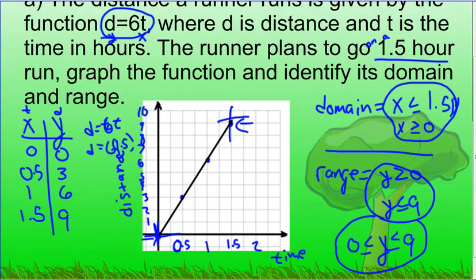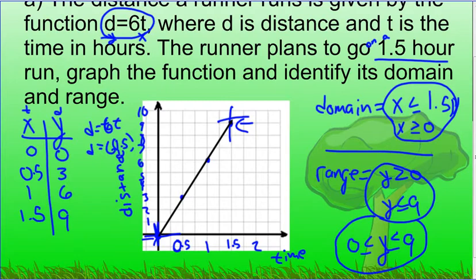Okay? So we made an XY table. We found our domain from reading the problem, kind of using our brains. So if the guy goes for a 1.5 hour run, he could be running anywhere from 0 hours to 1.5 hours. Those were the values we picked when we came up with our x values. We plugged them into our function to find our y values. We graphed those points. And then we found our range based off of our line and where our data was.